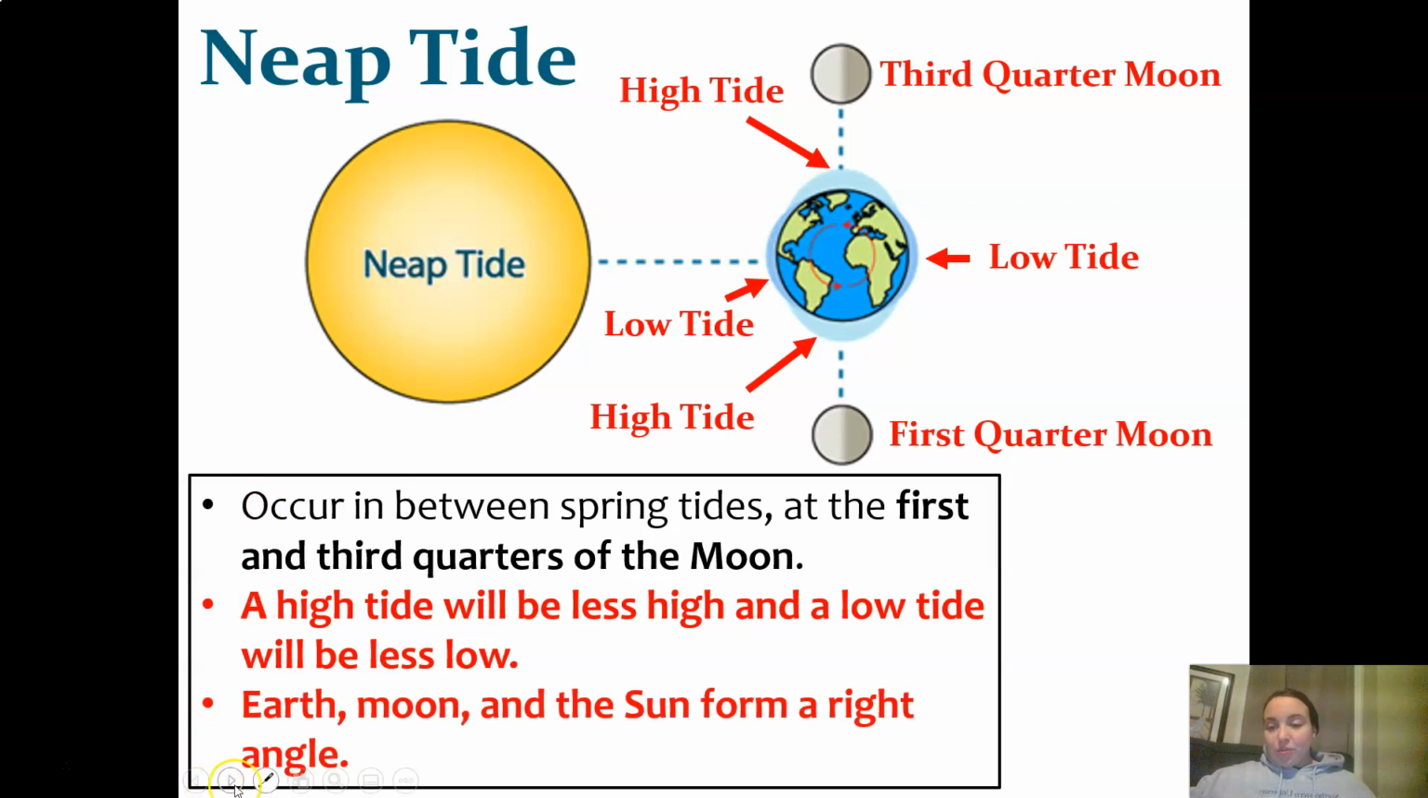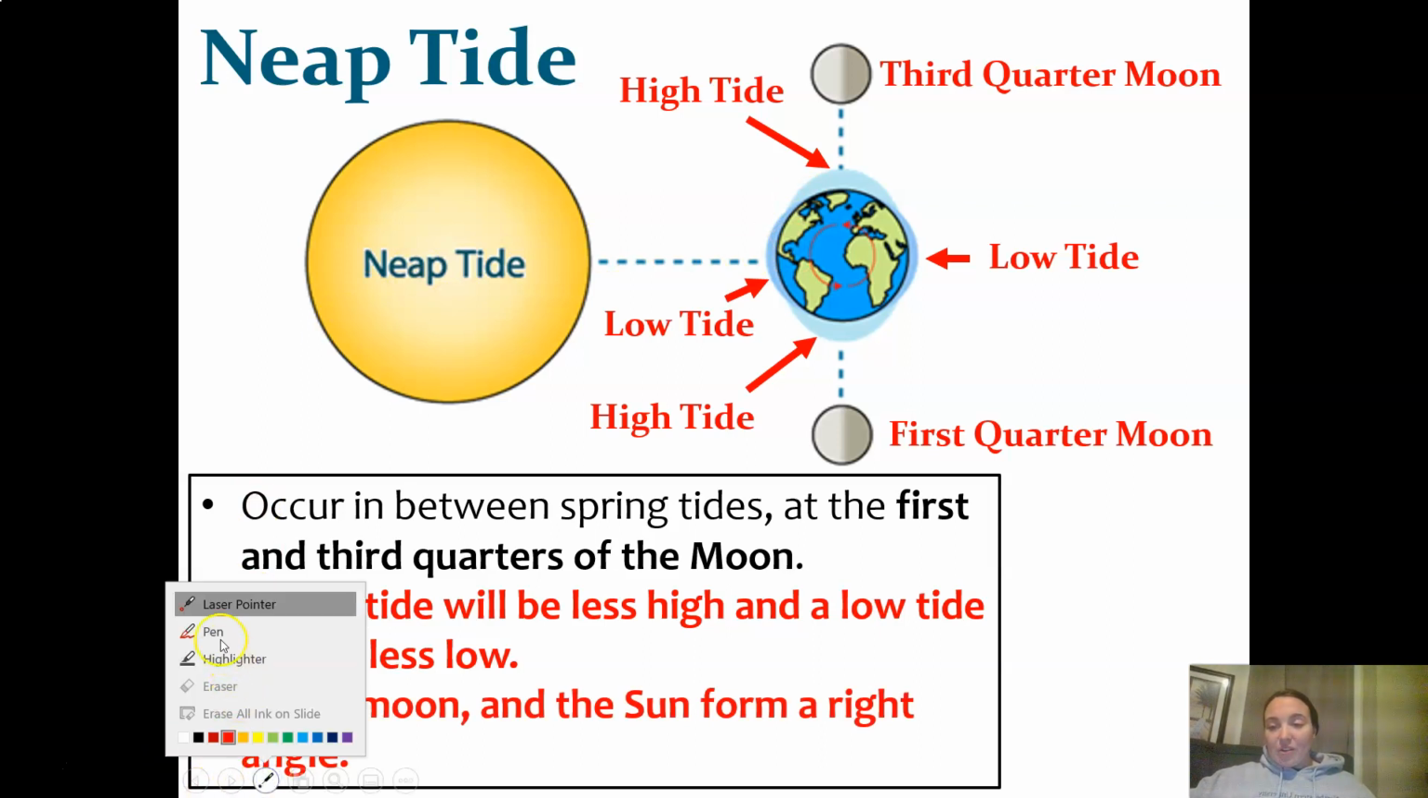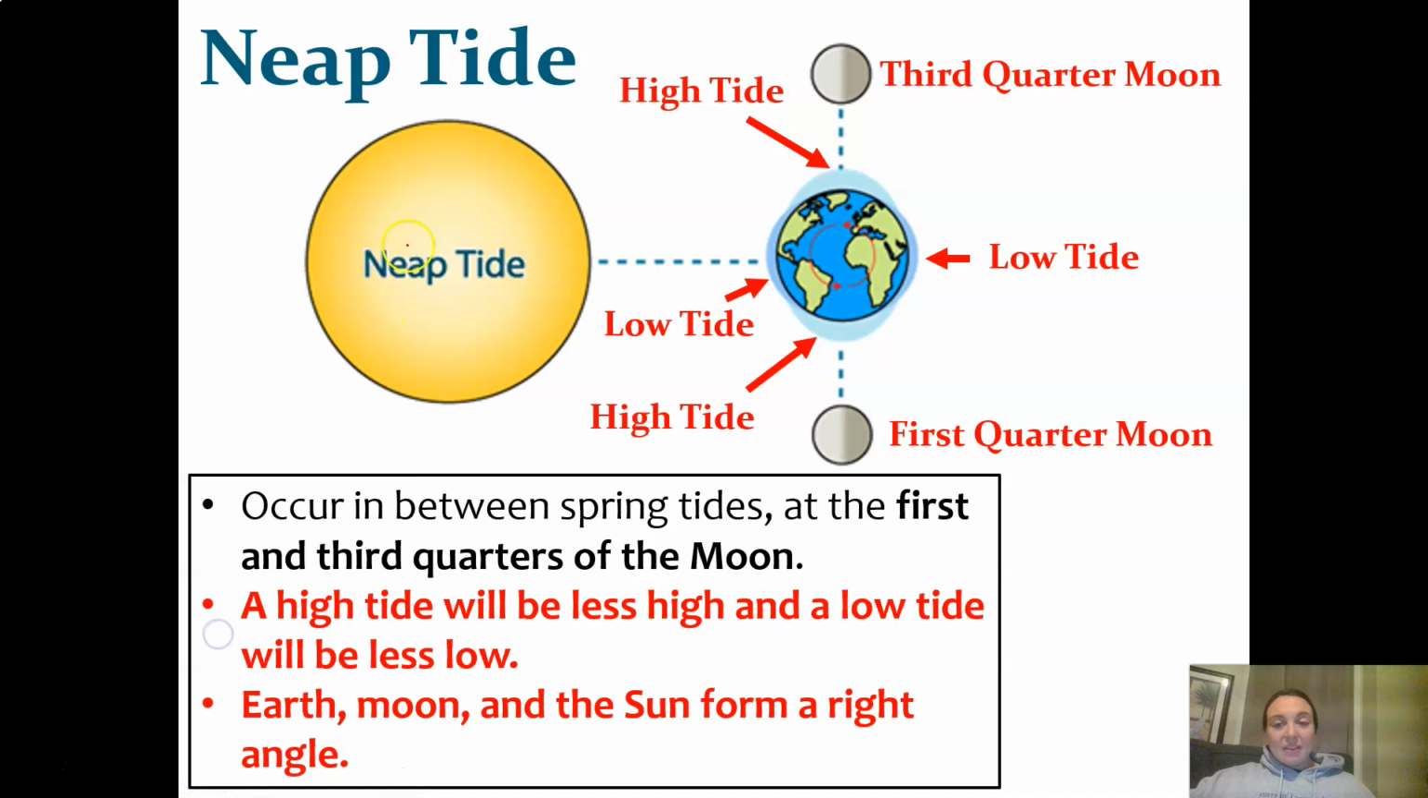And I just want to point out, this is something that you should be familiar with from math. The earth, the moon, and the sun form a right angle. So here's the sun. You can draw a straight line to the earth. And then you have to turn 90 degrees to get to the moon. You have a right angle, and that's when you get the kind of in-between tides.